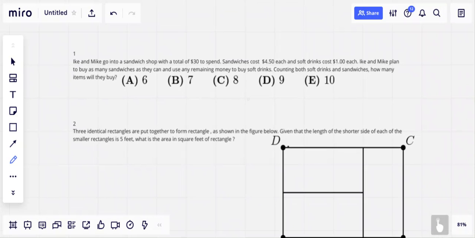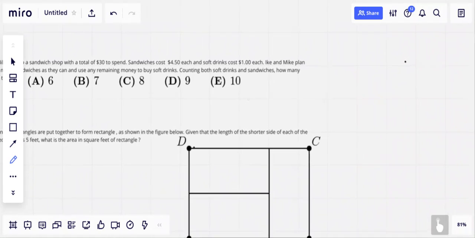Let's first translate this problem so we can better understand it. So Ike and Mike are two people that have $30 to spend, and they can spend it on sandwiches or soft drinks. They want to buy as many sandwiches as they can, and then use the remaining money to buy soft drinks. So sandwiches are $4.50 each. We have to ask ourselves how many times can $4.50 go into 30 without exceeding it.